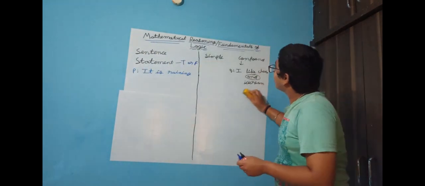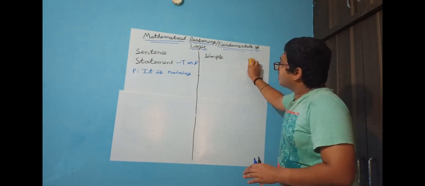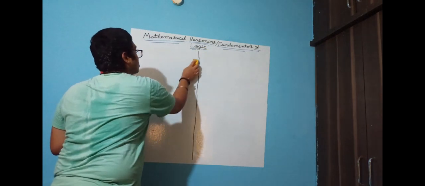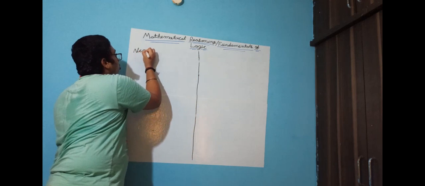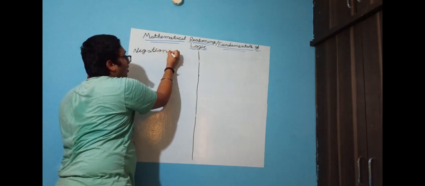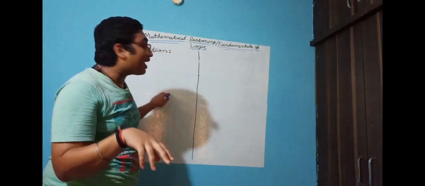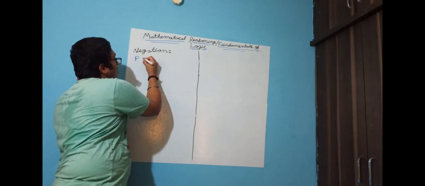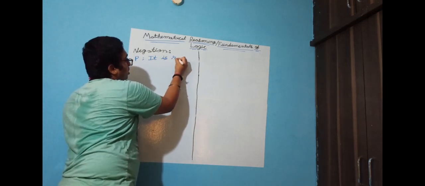Now we are going to discuss logics. First, negation. What actually does negation mean? Now we will have a statement. For example, let P be a statement. Then the opposite of P is said to be the negation of P. Let P be a statement. Consider "it is raining". It is P.